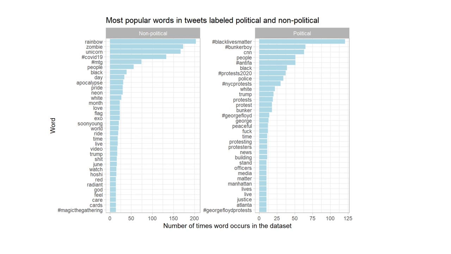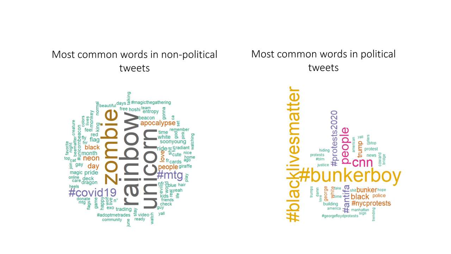Next, I looked at the most popular words in these tweets that were labeled either political or non-political. As you can see, rainbow, zombie, unicorn, COVID-19, etc. are very popular or commonly used in non-political tweets. Hashtag Black Lives Matter, hashtag BunkerBoy, CNN, etc. are most often used in the political tweets. And here are word clouds that demonstrate the same thing.